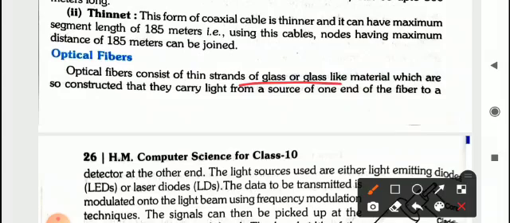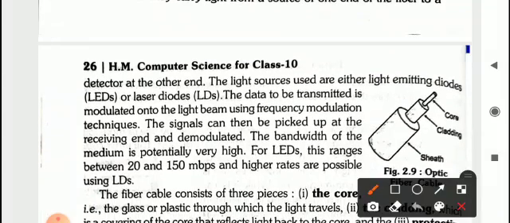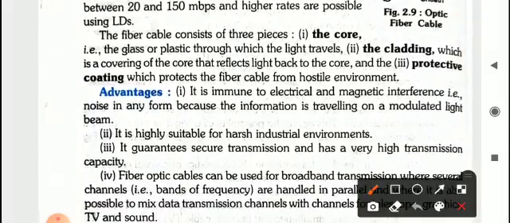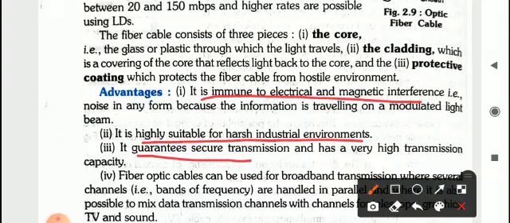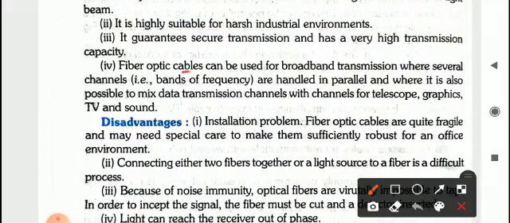In this, glass or glass-like materials are used. Okay, and in this what transmits? The light emitting diodes or laser diode transmits. Okay, these are highly fragile type of wire. It is immune to electrical and magnetic interference. These are advantages. Okay, it is highly suitable for the harsh industrial environment. It guarantees secure transmission and has a very high transmission capacity. Fiber optic cables can be used for broadband transmission.